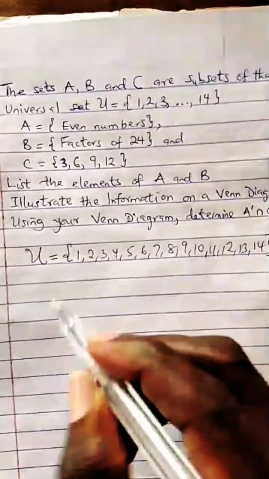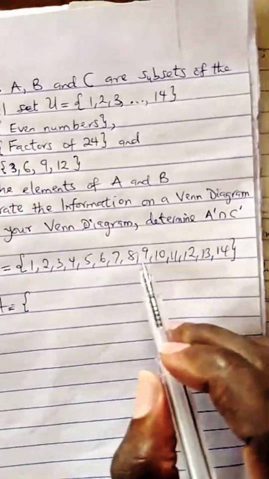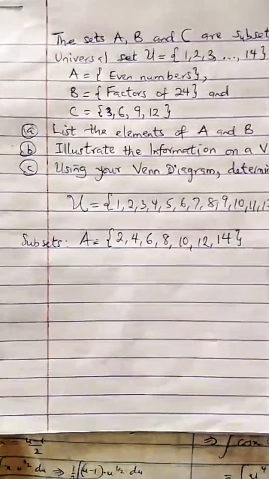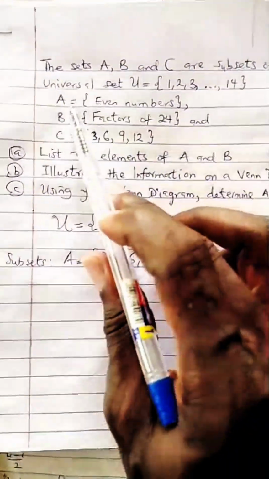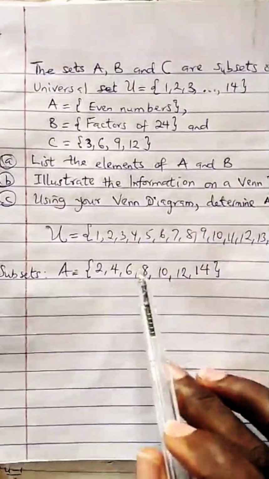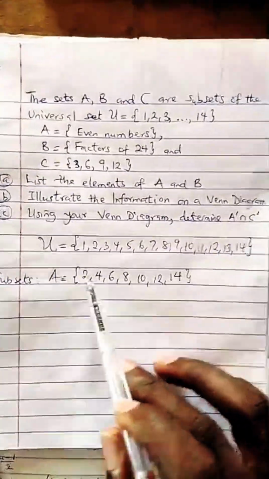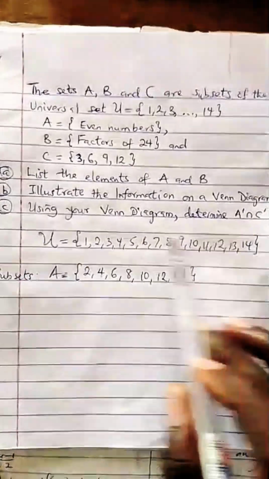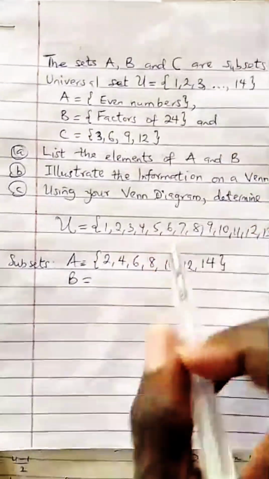Look at the set of even numbers. That should be 2, 4, 6, 8, 10, 12, 14. These are the even numbers. So the subset A, even numbers brought out of the universal set, is 2, 4, 6, 8, 10, 12, 14. You have to stop at 14 because no subset can go beyond the universal set. Now the subset B is taken to be the factors of 24.